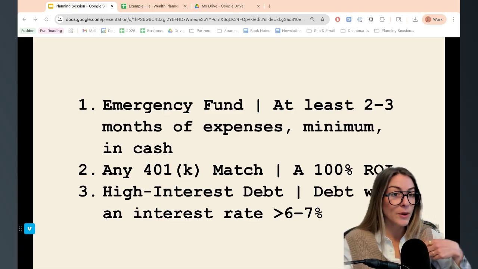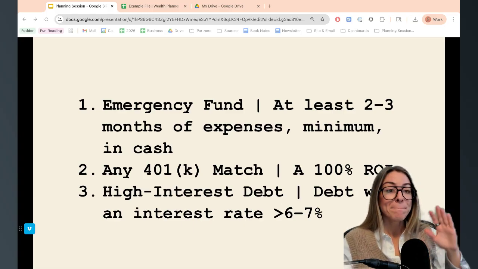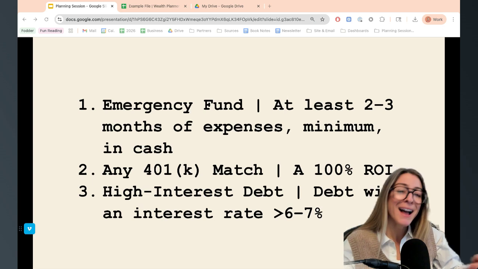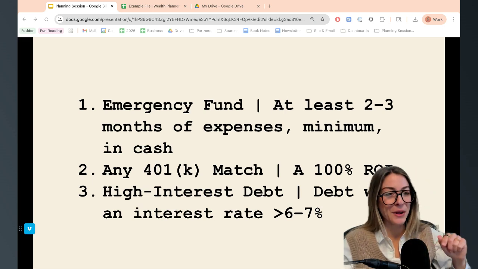I personally always contribute the maximum allowed to my 401k that I can afford, but that's because I want the tax break. And I'm going to show you what I mean by that in the wealth planner shortly and how that kind of gets calculated.